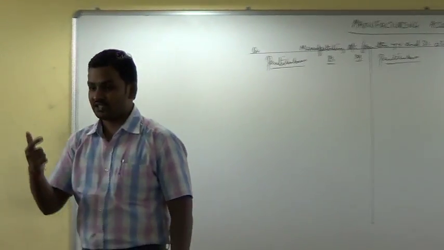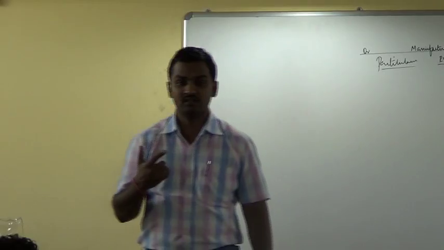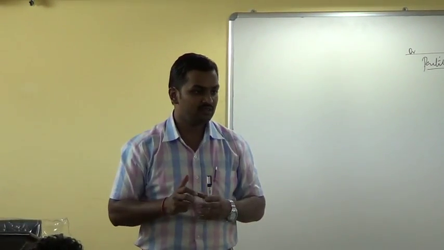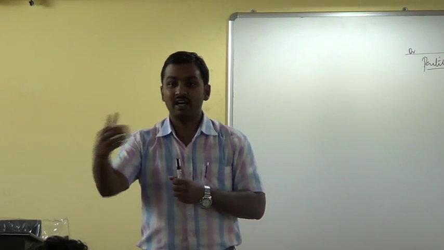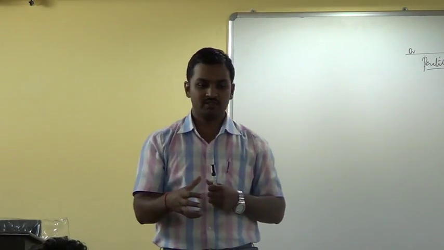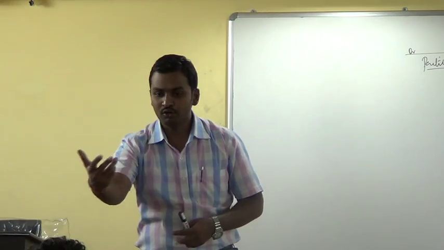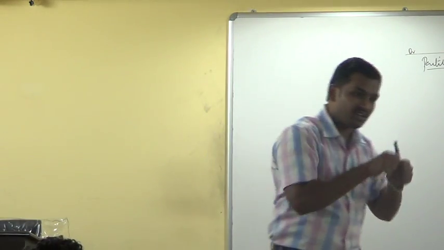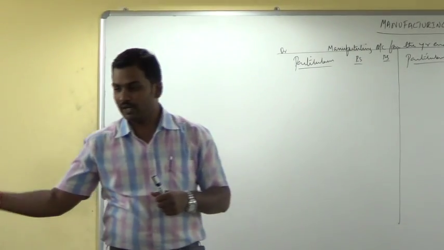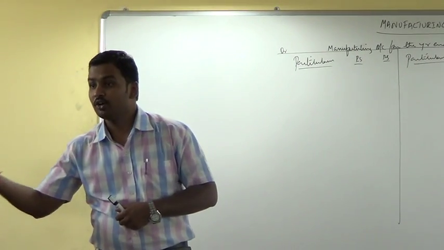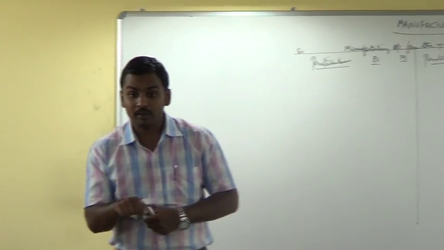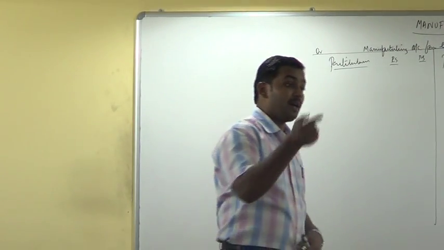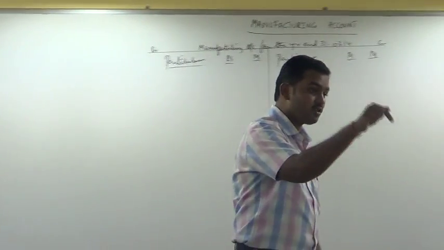But in the case of a manufacturing concern, what is a manufacturing concern? The organization is engaged in the business of buying raw material. They buy raw material and with the help of labor and machines, they convert raw material into finished goods. They don't buy finished goods. So they are buying raw material, not finished goods. Now the question arises, how will a manufacturing concern calculate its cost of goods sold?